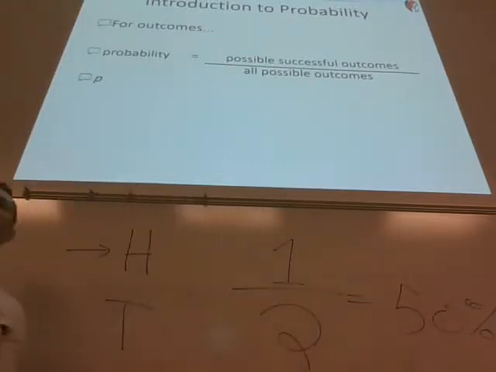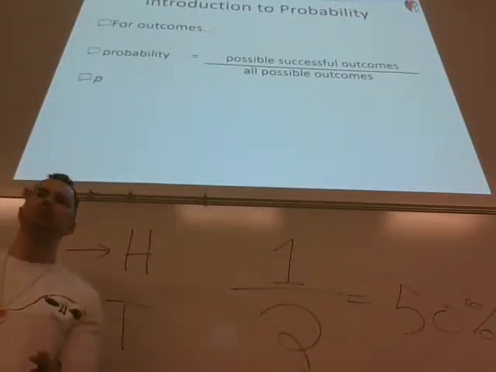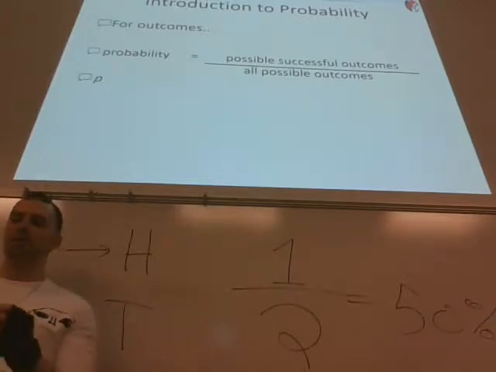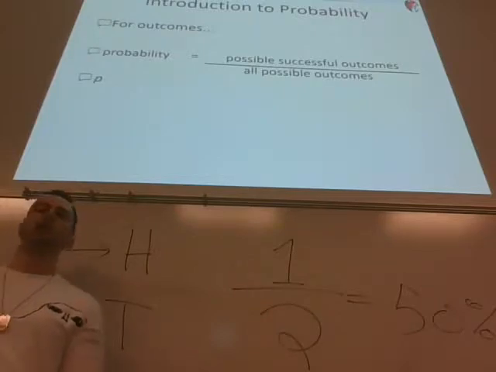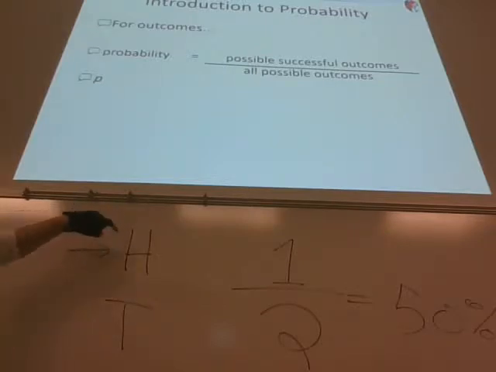And that is why we all know that when you flip a coin, it's a 50-50 proposition. We know that when we flip a coin, you got a 50% chance that it's going to come up heads, and you got a 50% chance that it's going to come up tails. So again, that idea of the possible successful outcome, there's only one successful outcome here, divided by all possible outcomes, there's two possible outcomes. That's where we get that 50%.